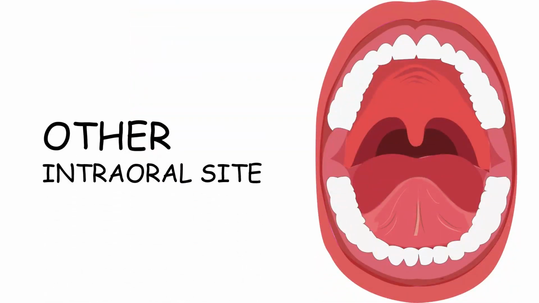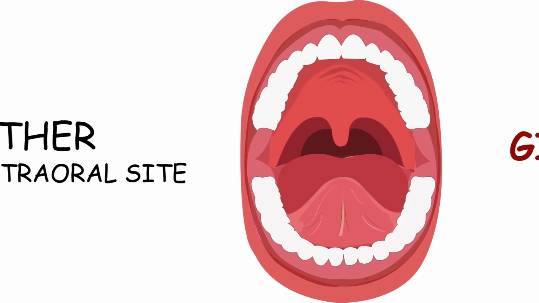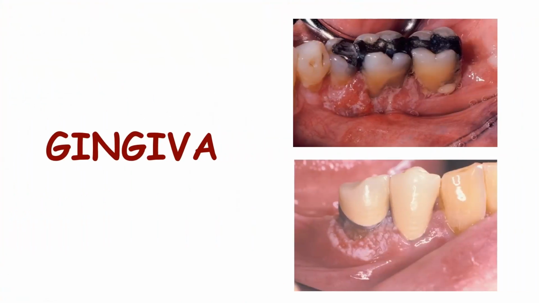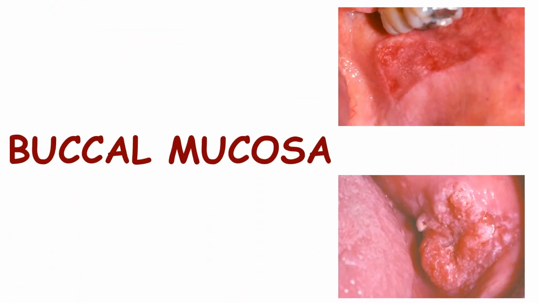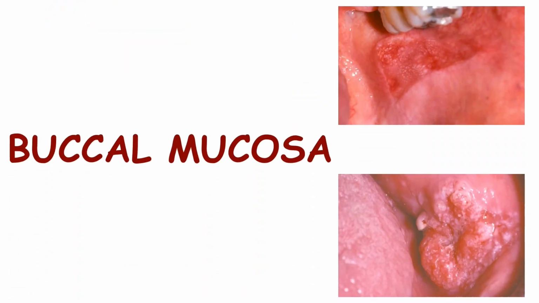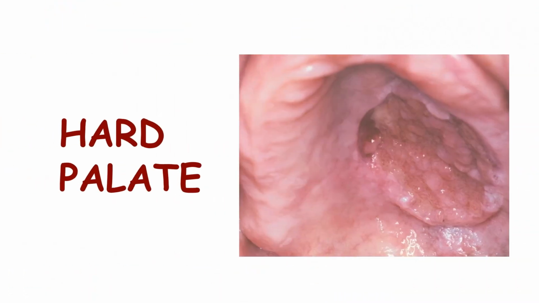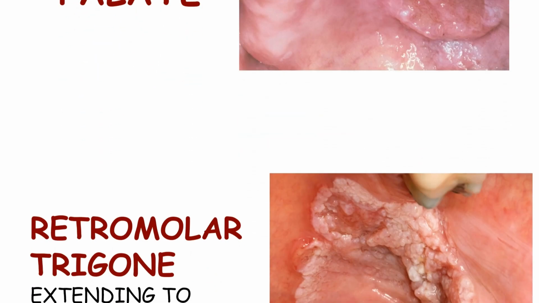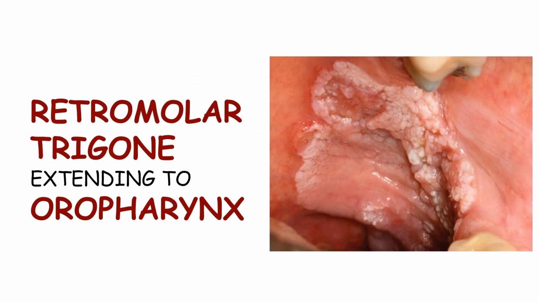Other intraoral sites that may be affected by squamous cell carcinoma include gingiva, buccal mucosa, hard palate, retromolar trigone, and the oropharynx.